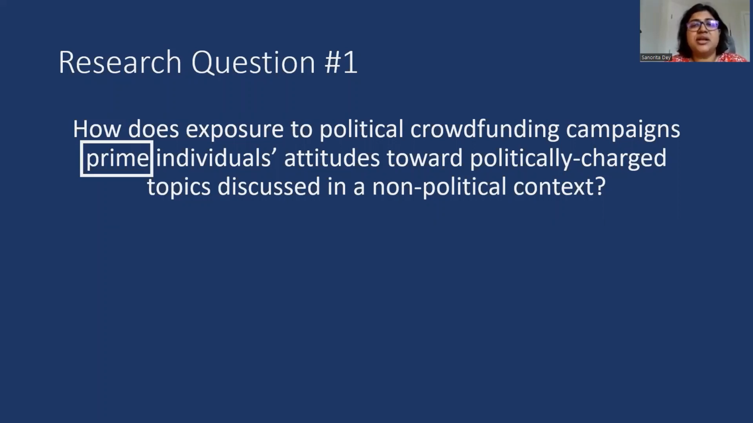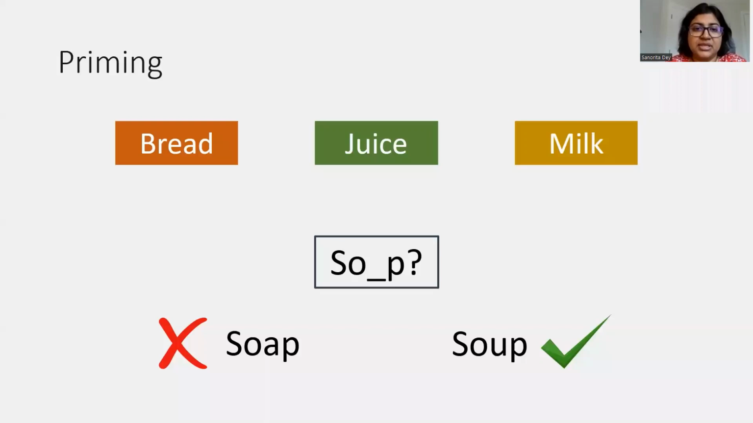Now, what do we mean by the term priming? Priming is a concept in behavioral psychology where exposure to a specific stimulus might influence reactions and responses to future stimuli without users' conscious intention. This is just an example of priming. If someone gets exposed to a list of words such as bread, juice, and milk, and after that, if they're asked to fill in the blanks, they will probably guess the word soup, not soap, although both are correct. We can explain this behavior as the priming effect.